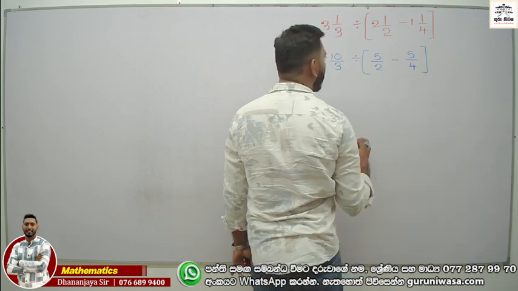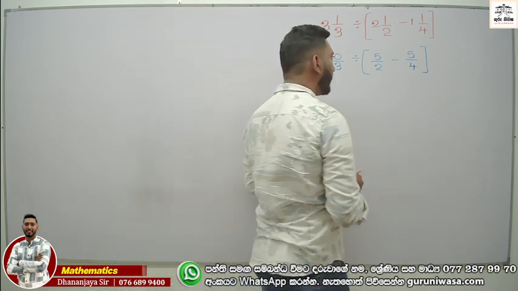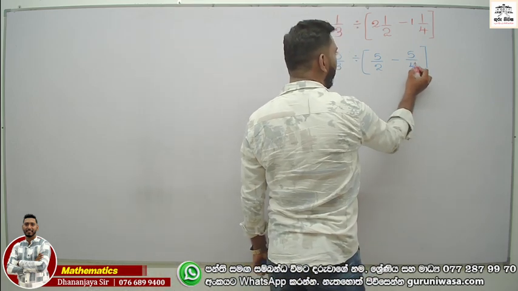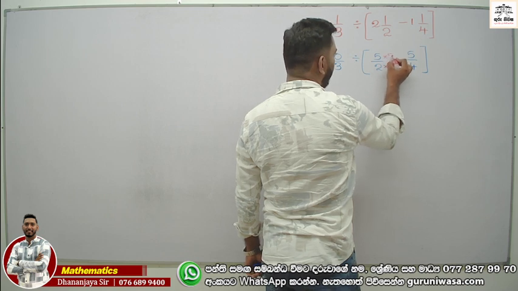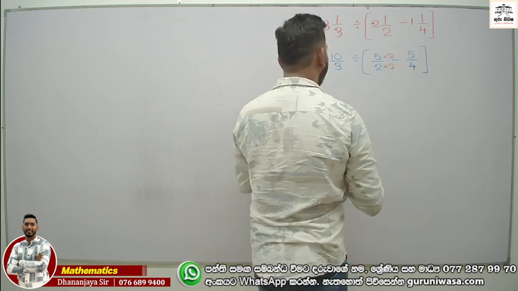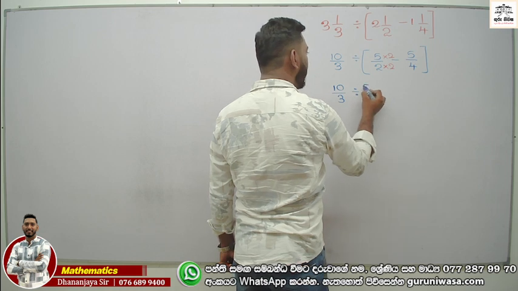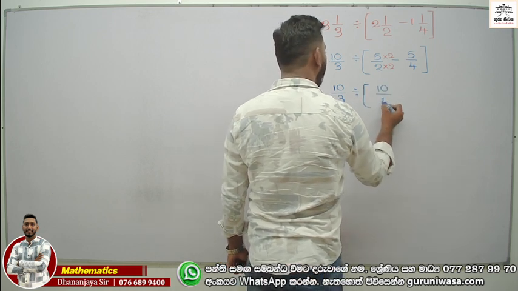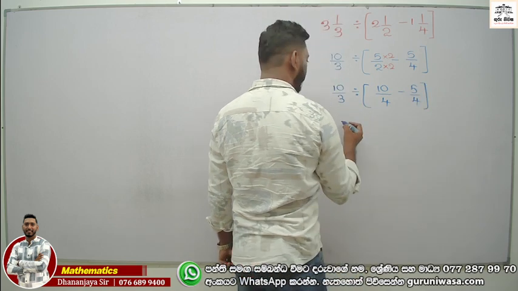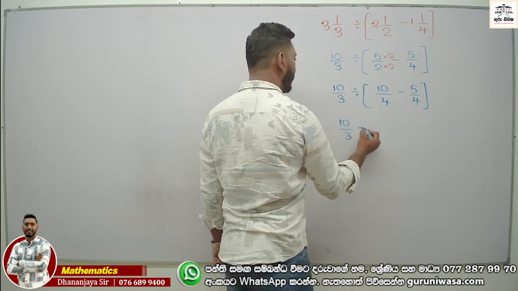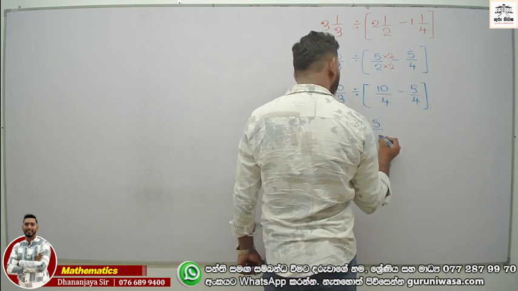Now look at this. Now the denominators are not the same, therefore we cannot subtract. Now I'm going to change using the LCM. Therefore 4 is the greatest one. You can write 2 times 2 is 4. Now I'm going to multiply by 2. Now the answer becomes, as the second step, 10 over 3 divided by 10 over 4 minus 5 over 4. Now this one is very easy, because now you can simplify the inside of the brackets, because 10 minus 5 is 5 over 4.